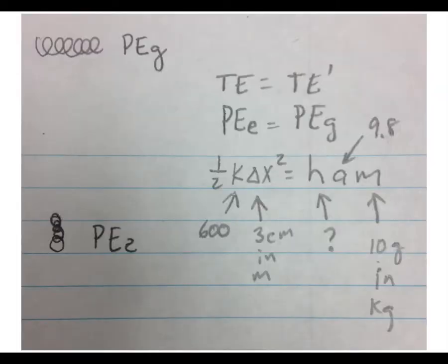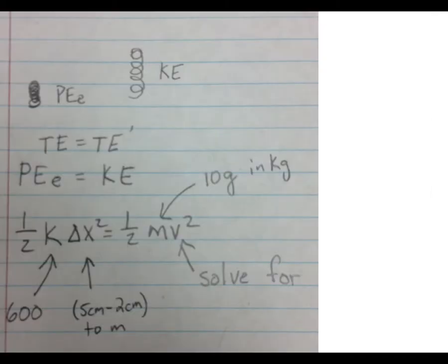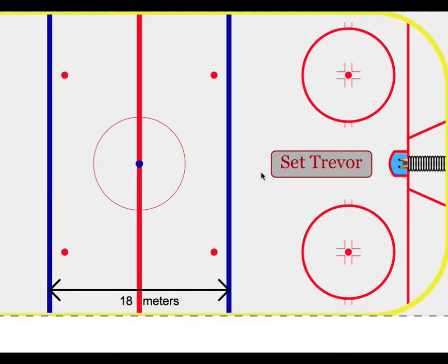Okay, you can see what we want to do here is set total energy equal to total energy. We start with elastic, we end with gravitational potential. This is to find the maximum height. You plug in the values and solve for height. To find the speed of launch, you do again total energy equals total energy. You start with elastic, you end with kinetic. You plug in your values and you solve for the speed.